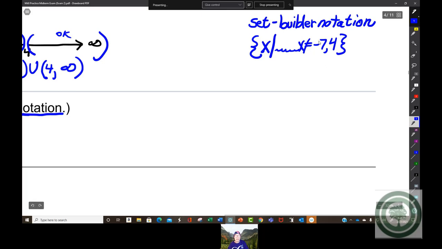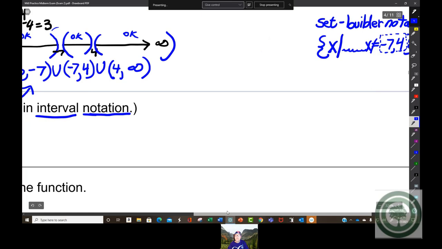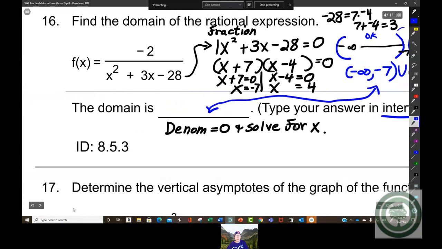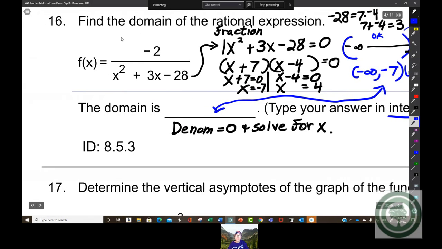See, all you have to write in the answer box would be here. All you would have to do is write negative 7, 4. Is that understandable or as understandable as mud? You have to be prepared for either, but this particular question only asks for it in interval notation. So every version of this question would ask for the domain in interval notation.